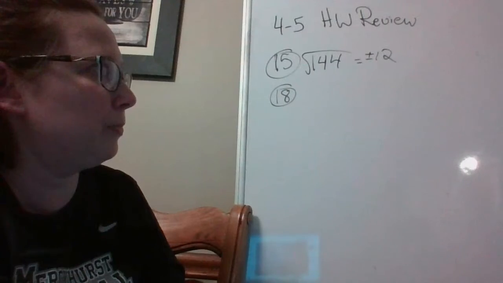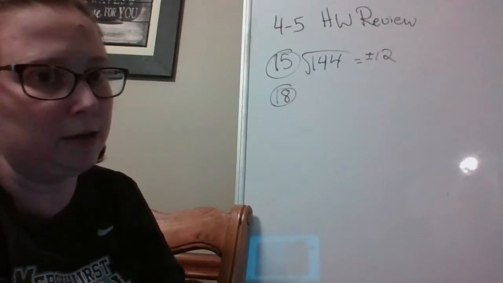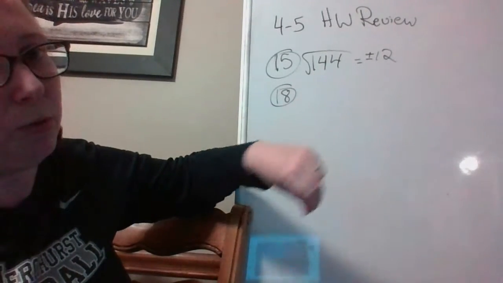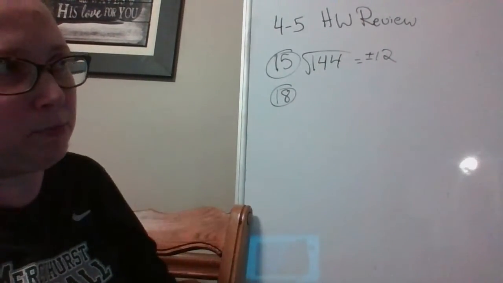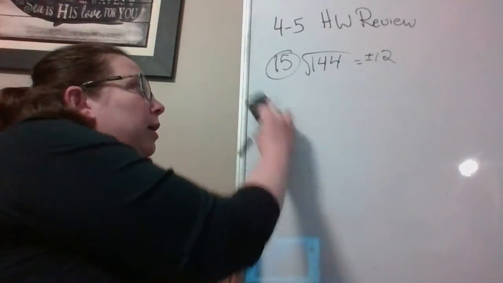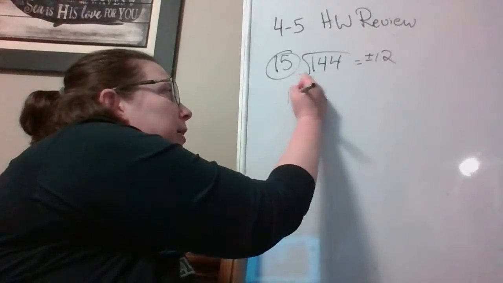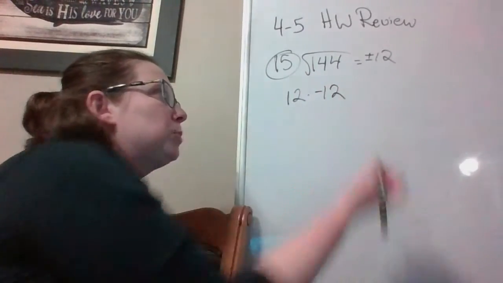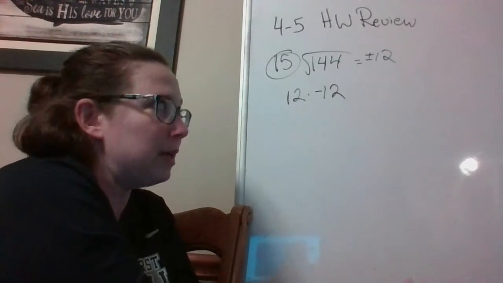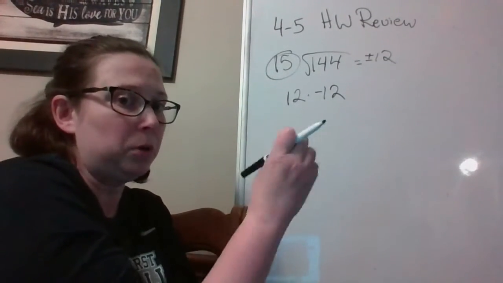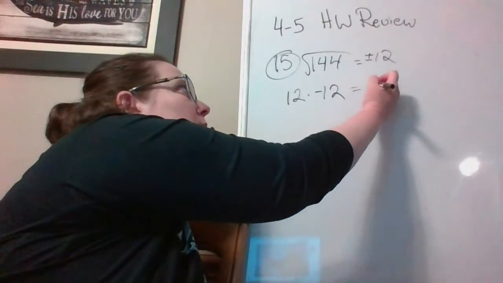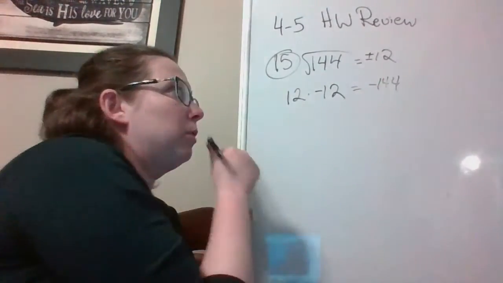Remember that if you had positive 12 times negative 12, that would not equal 144. It would actually equal negative 144, but you would not be multiplying the same two numbers. So when you have that situation, say we have 12 times negative 12, we are not multiplying the same number. We're multiplying 12 times negative 12, two very different numbers, 24 apart on the number line. So this would equal negative 144.